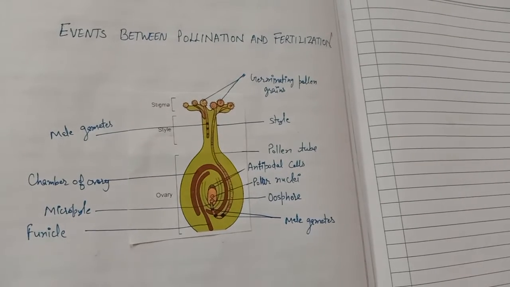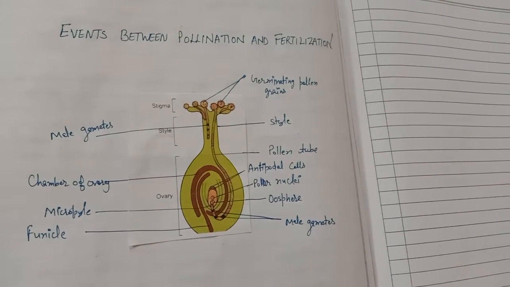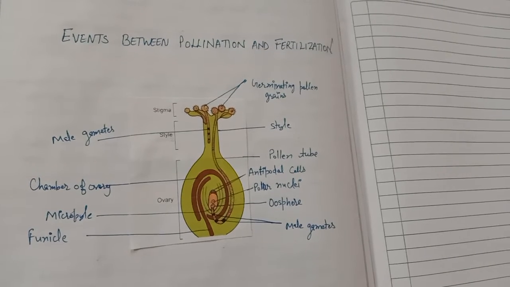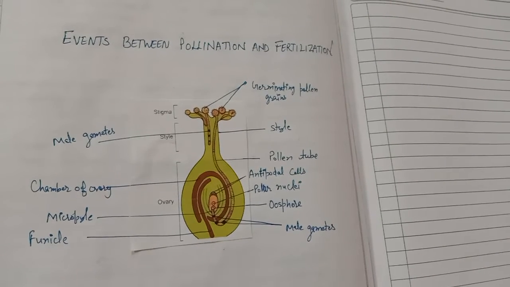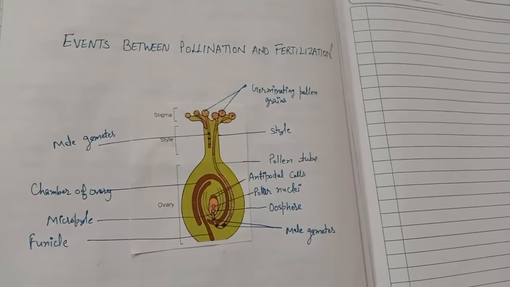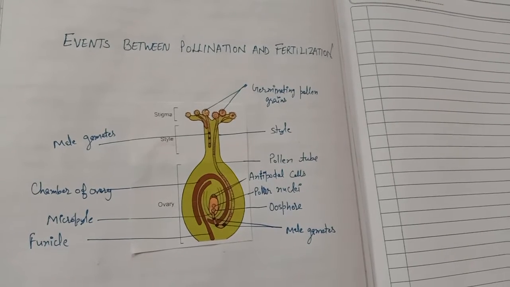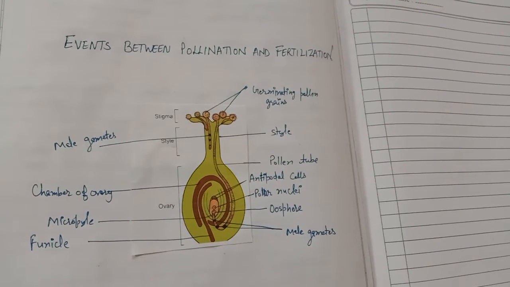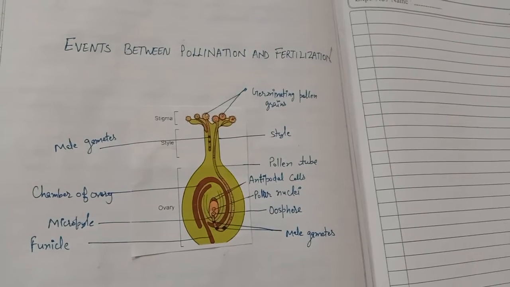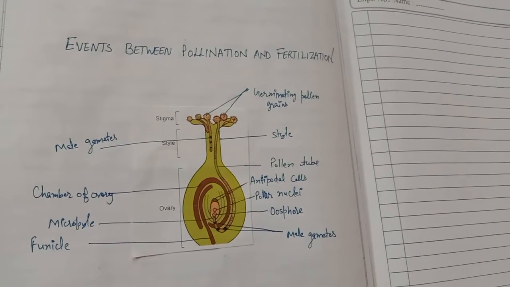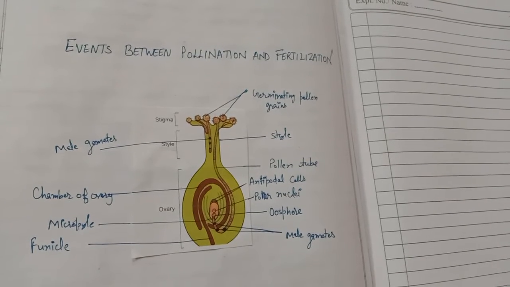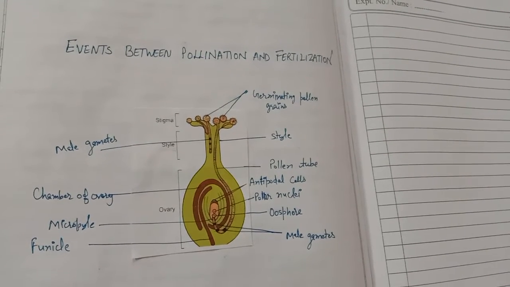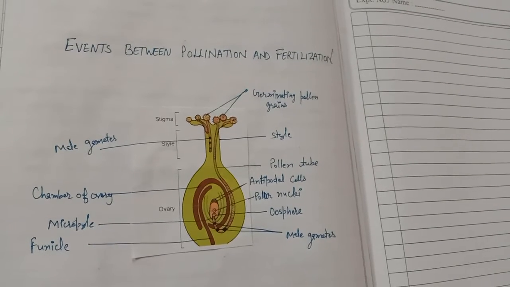Today we are going to discuss the events between pollination and fertilization. Pollination is a process by which the pollen grains transfer from anther to stigma. When they fall on the stigma, they absorb nourishment from the stigma and swell up. Then the swollen tube cell grows out of the pollen grain through one of the germ pores. So they develop a pollen tube.